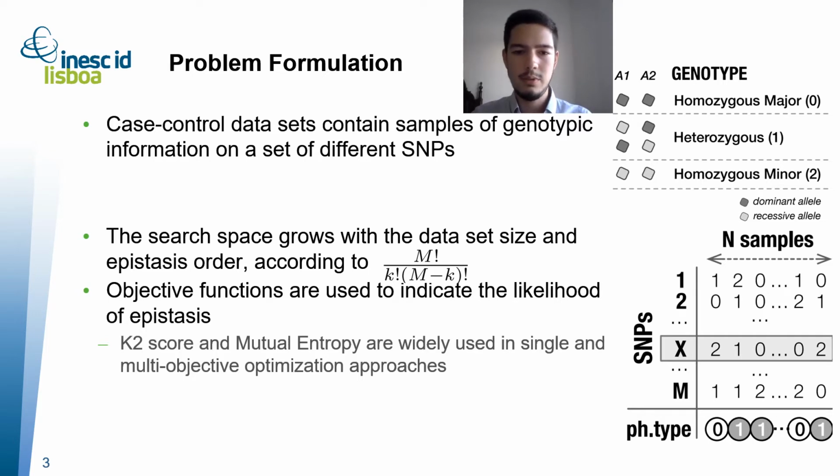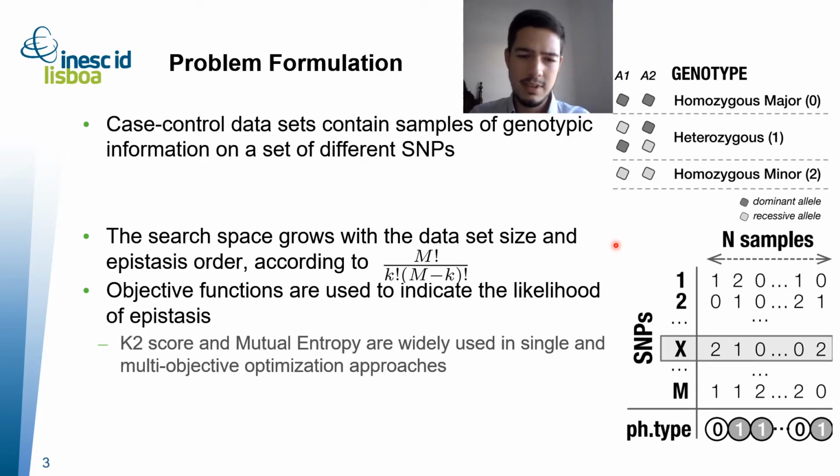So the case control datasets provided contain samples of several SNPs, number M, and also a phenotype value for a number of samples or patients. Each SNP value will be 0, 1, or 2 depending on the alleles that form it being dominant or recessive. The phenotype value will be 0 for control or 1 for case. So when doing exhaustive search, every single combination of different SNPs must be evaluated. Therefore, the search space will grow according to this formula, where M is the number of SNPs and K is the interaction order or epistasis order.